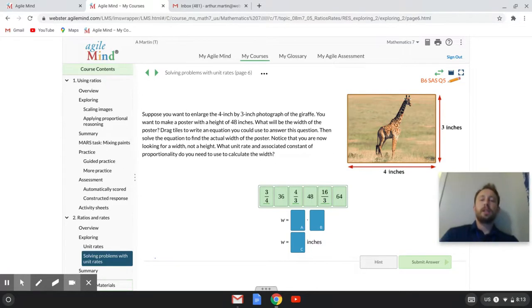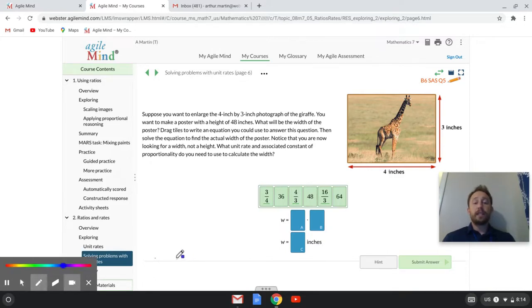It says, notice that you are now looking for a width, not a height. So what unit rate and associated constant of proportionality do we need to use in order to calculate the width? Remember, a while ago, we found the new constant of proportionality, which is the width per 1 inch of height. To find that, we took our x, which was our width, and divided it by our y to create that other associated constant of proportionality, or our other unit rate.